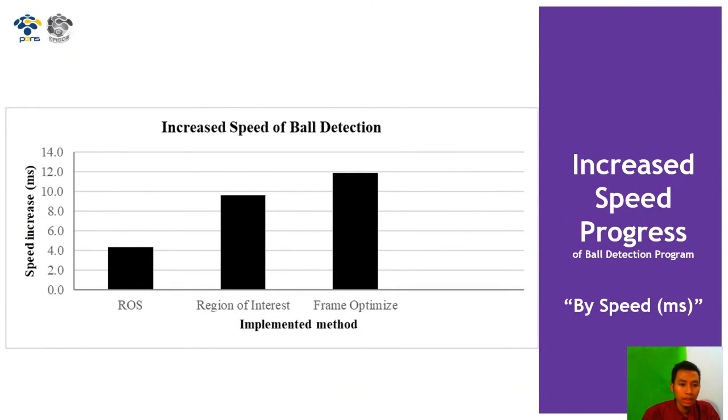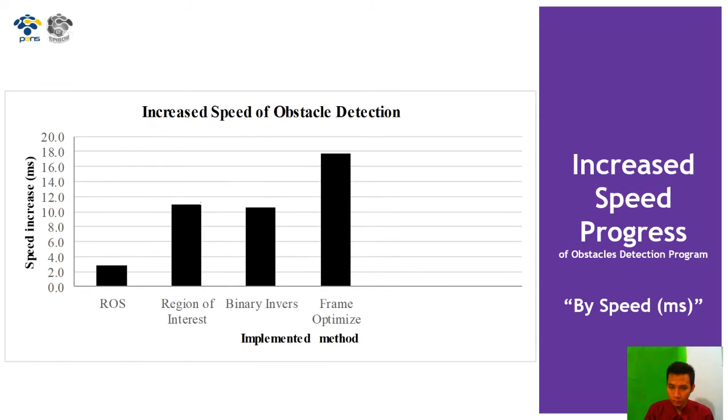So this is the graph of increasing speed by progress. I used Rust and maximized region of interest and frame optimizing. And this is the graph of increasing speed of the obstacle detection program.